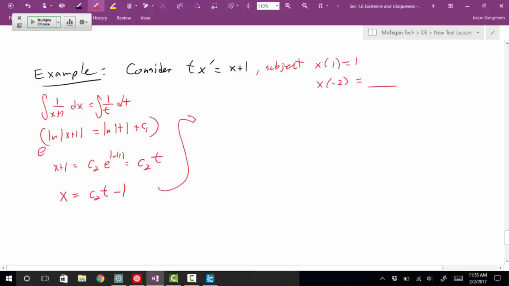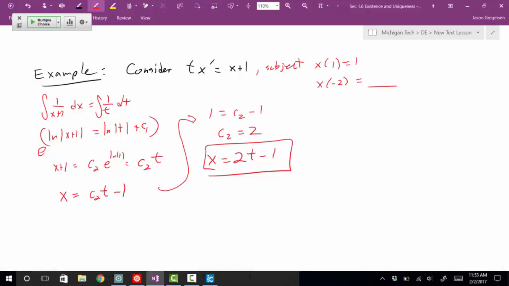I evaluate my initial condition here. I get 1 equals C2 minus 1, so C2 is 2. Are we happy with this as a solution to our differential equation, our initial value problem? X equals 2t minus 1. Any questions about the separation? Everybody happy with that solution? What is x of negative 2? Wrong. We go x of negative 2 equals negative 4 minus 1, negative 5.